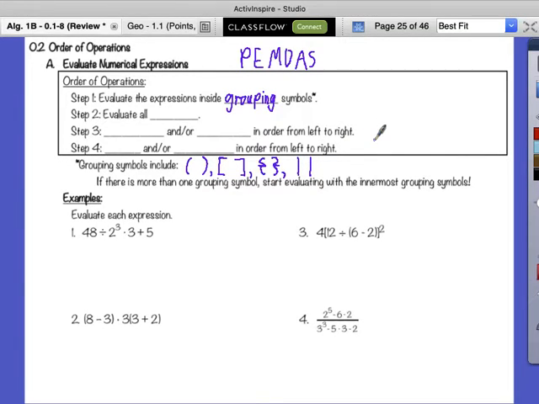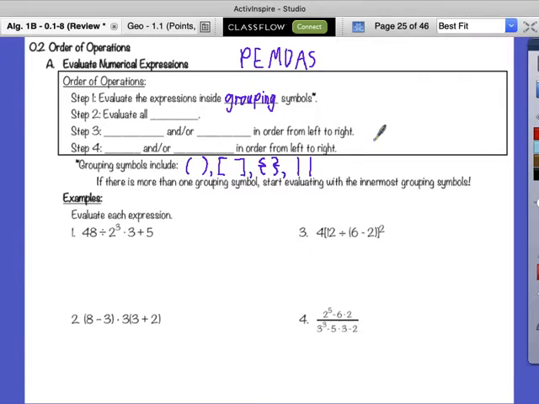Okay, we don't use those just typically to group things. It's a very special occasion, right? Absolute value, because it's the distance from 0 is always positive. But it also acts as a grouping symbol to where we would do that before we do anything else. Okay, so if there is more than one grouping symbol, because sometimes you have multiple, some inside of another, you start with the innermost grouping symbol. Okay, you work inside out.